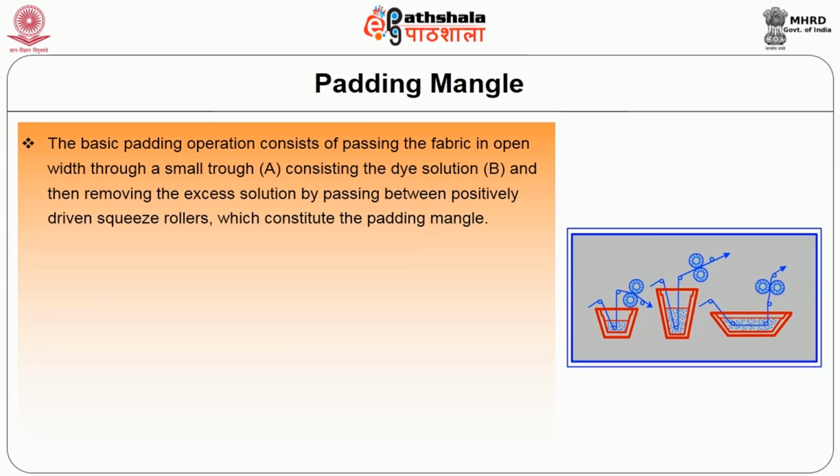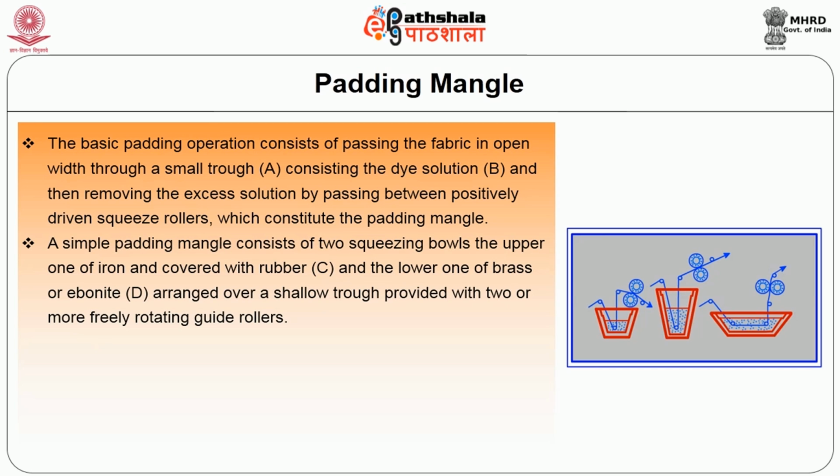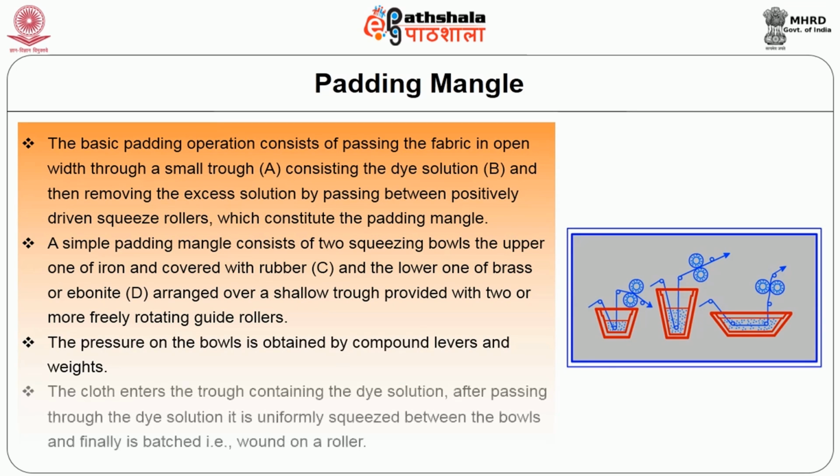The basic padding operation consists of passing the fabric in open width through a small trough A containing the dye solution B, and then removing the excess solution by passing between positively driven squeeze rollers which constitute the padding mangle. A simple padding mangle consists of two squeezing bowls, the upper one of iron and covered with rubber, that is C, and the lower one of brass or ebonite, that is D, arranged over a shallow trough provided with two or more freely rotating guide rollers. The pressure on the bowl is obtained by compound lever and weights.